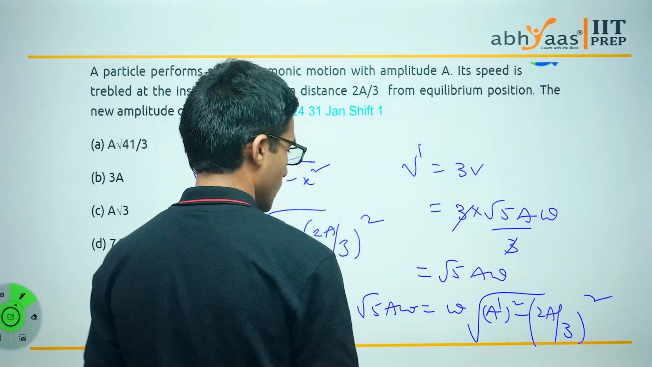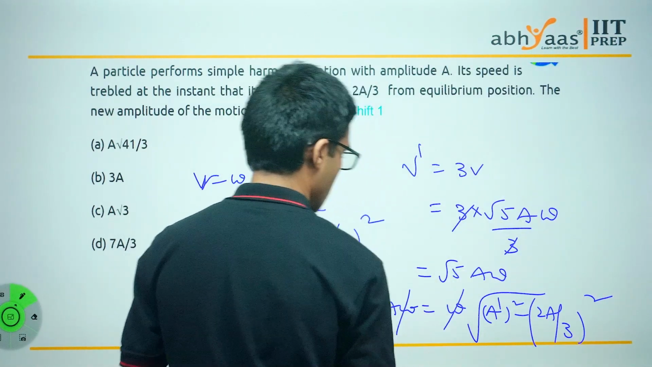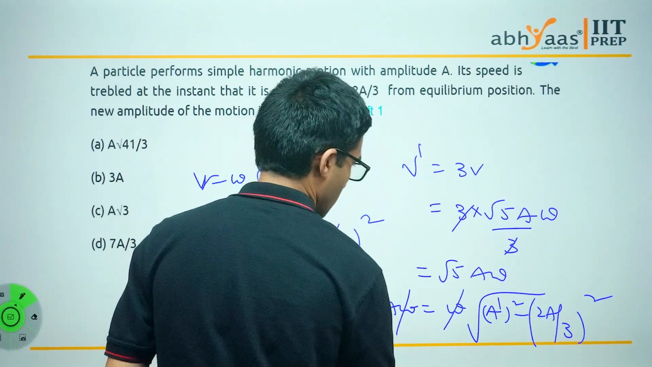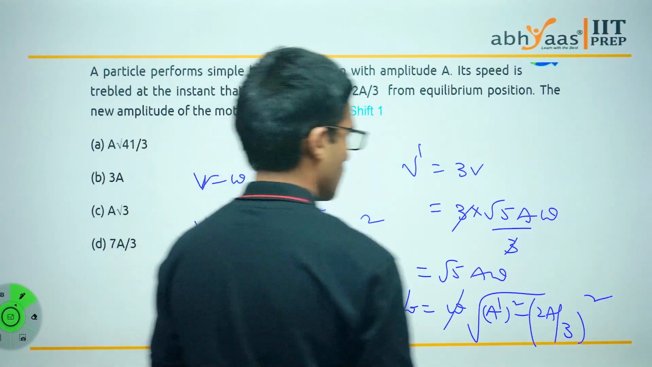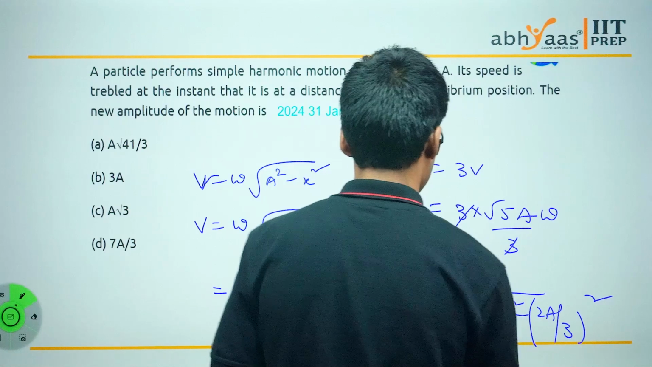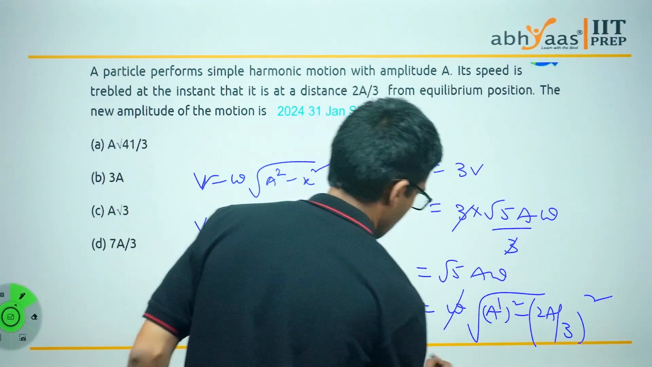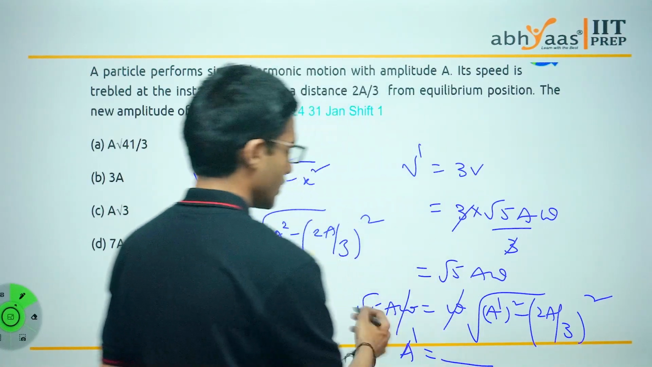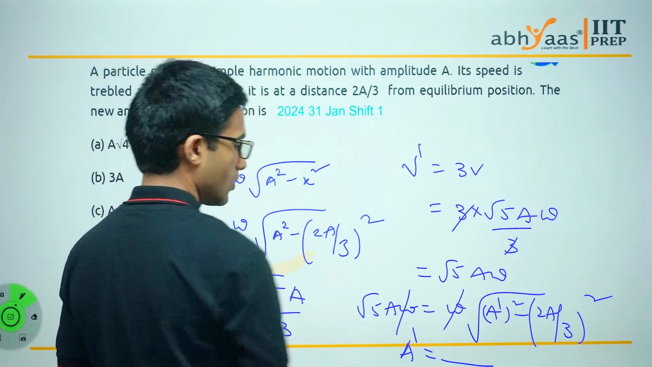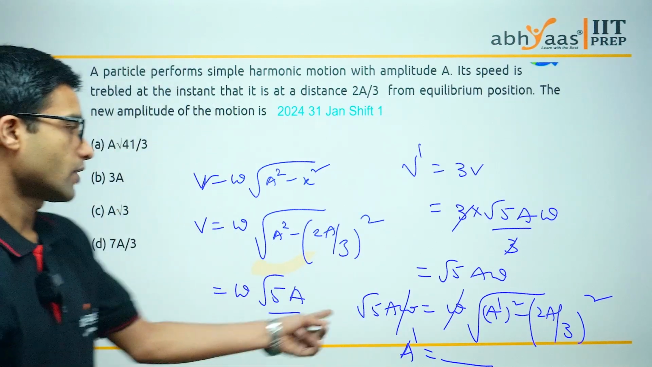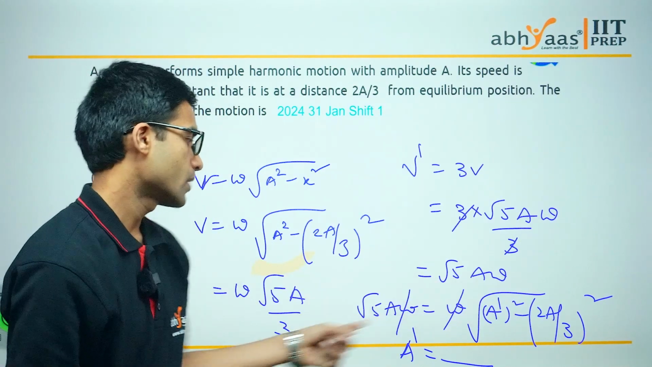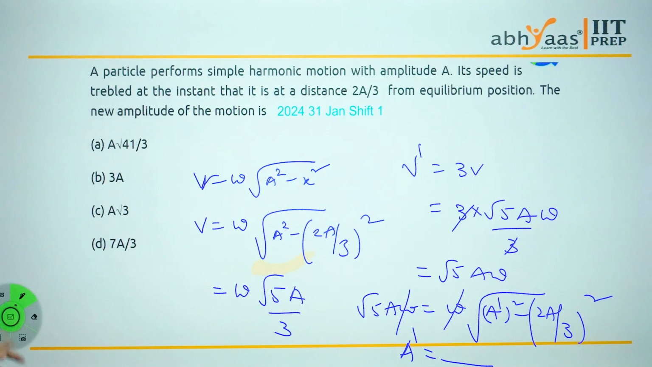So now omega cancels. X is 2a by 3. A dash, you just calculate from this, you will get the answer. Simple question, right? You just square it. You will get 5a square, that is 4a square by 9. Just do this simple calculation and you will get the answer.